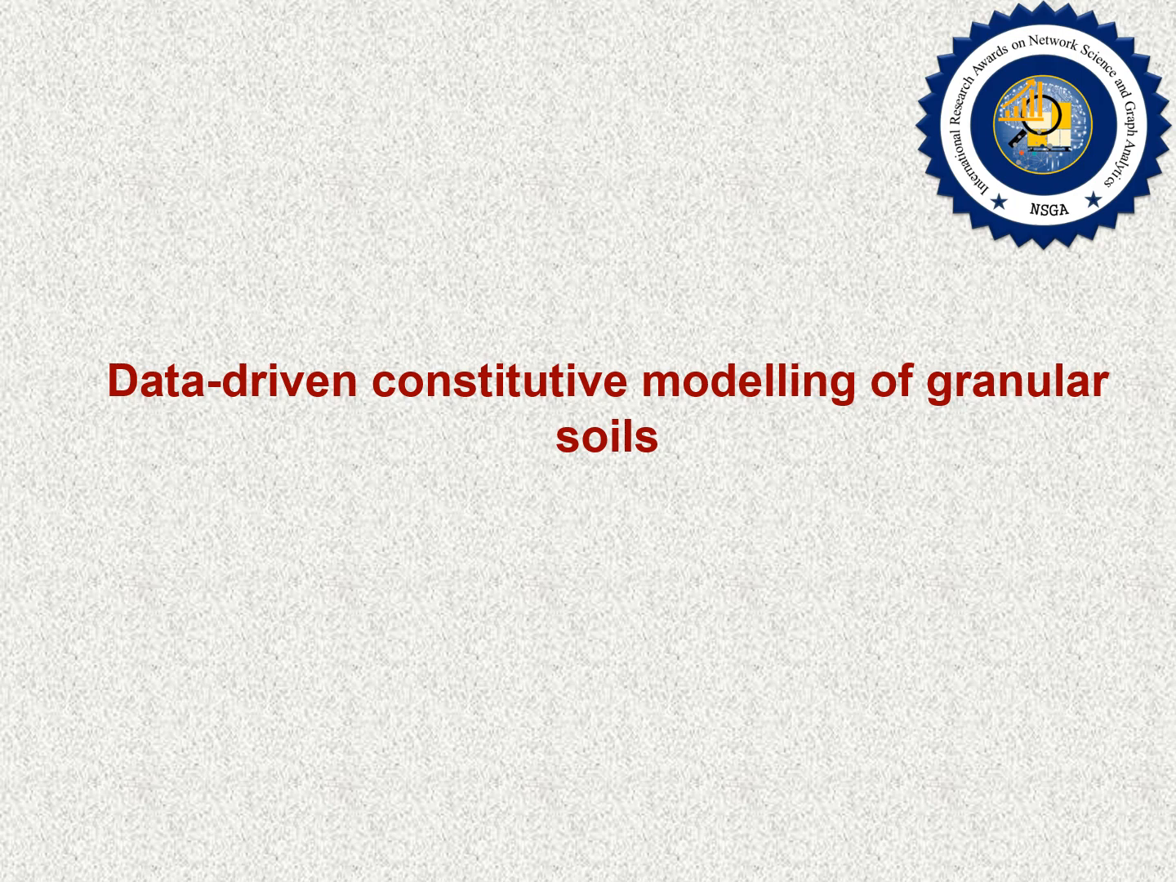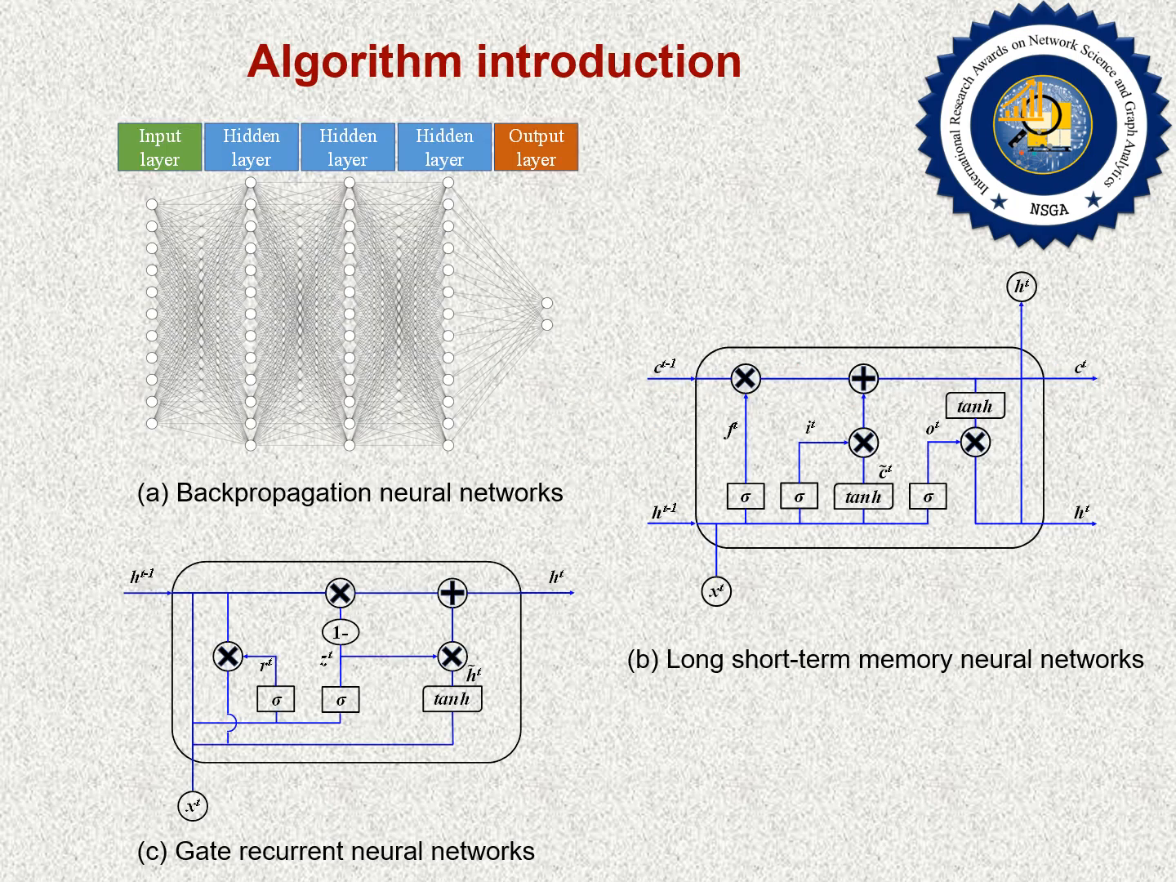Then consider the data-driven constitutive modeling of granular soils. We use 3 algorithms. The first one is a back-propagation neural network. The second one is a long short-term memory neural network. The third one is the gated recurrent unit neural network.